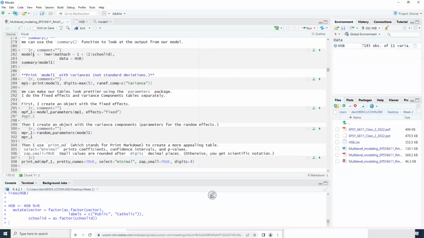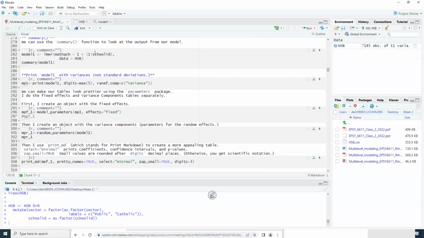And this is just going to be our unconditional random effects ANOVA model. So we have no predictors. And remember, because we have no predictors, we're saying math achievement is a function of the intercept, and the intercept is designated by a 1. So math achievement is a function of the intercept. And then this piece in the parentheses, that's telling about the random effects.